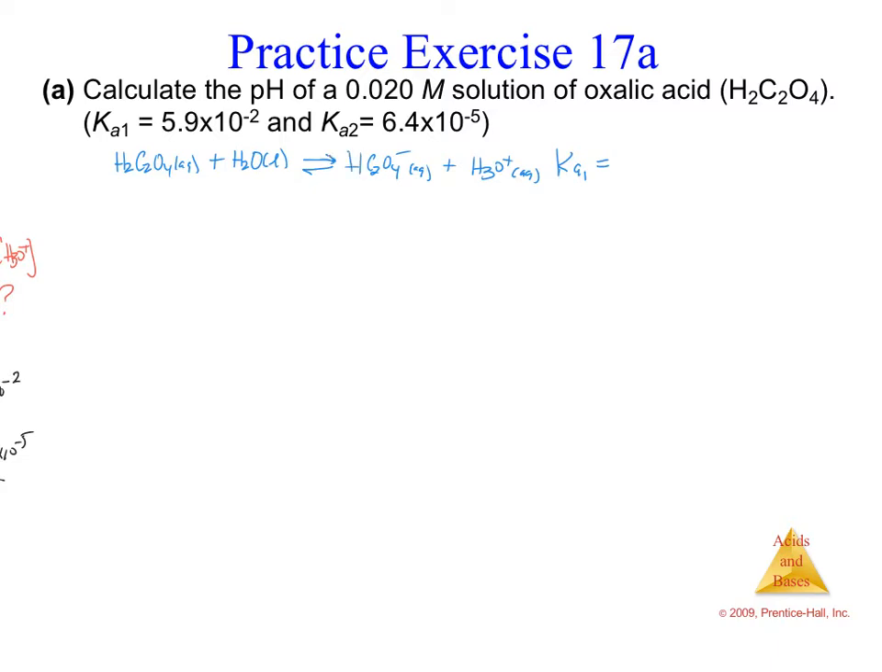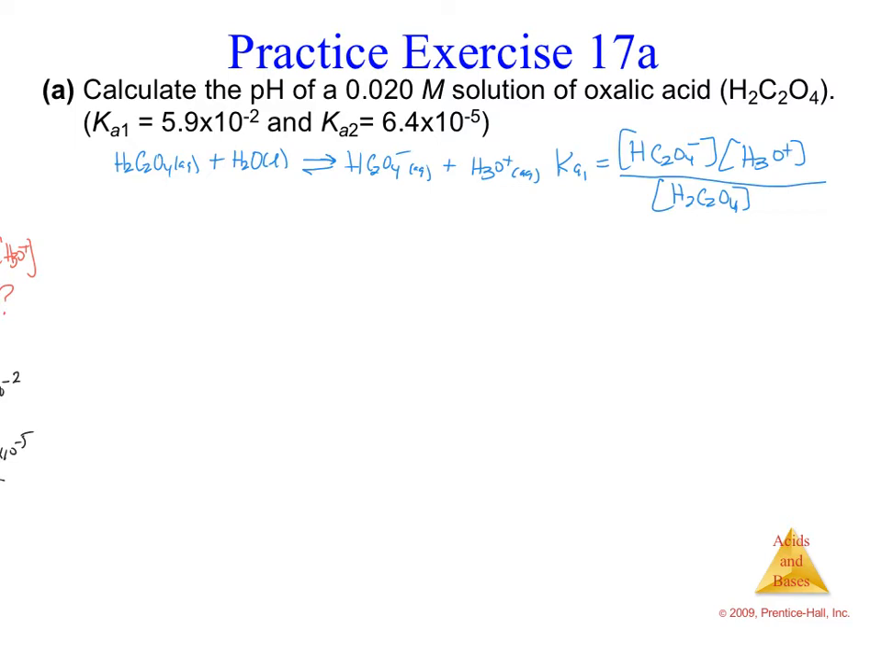H, C2O4 minus, and my Ka1 expression is H, C2O4 minus times hydronium divided by H2C2O4. I do not include liquid water because liquids do not show up in my Ka expression.